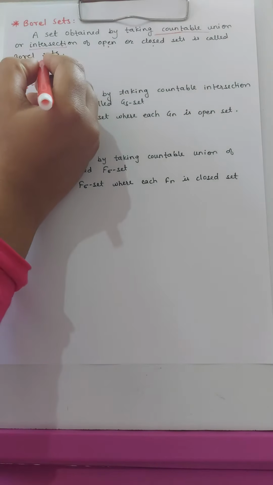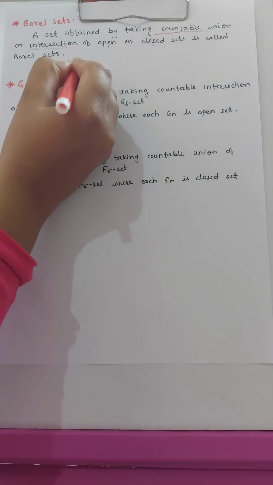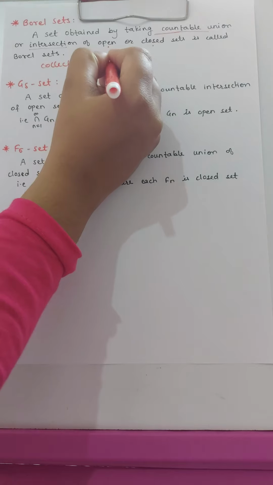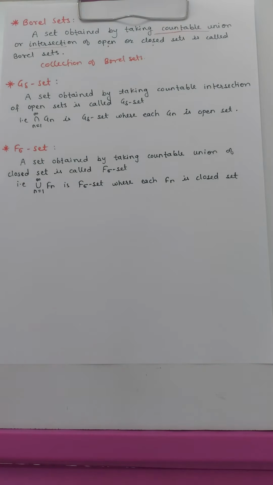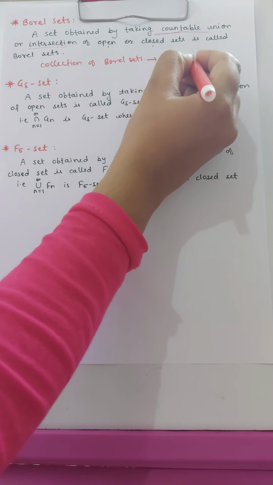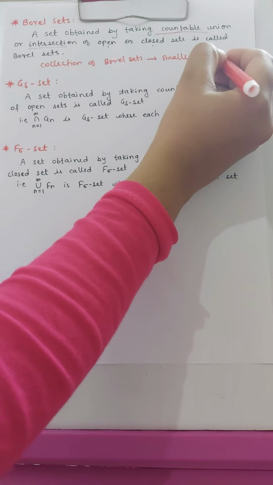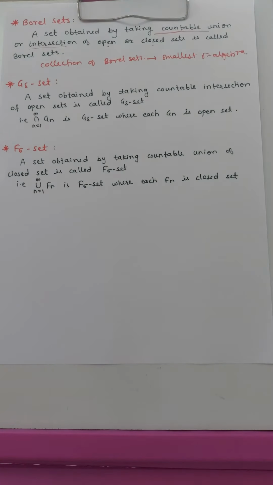Also, if we have a collection of Borel sets, the collection of Borel sets is the smallest sigma algebra which contains all open sets as well as closed sets.